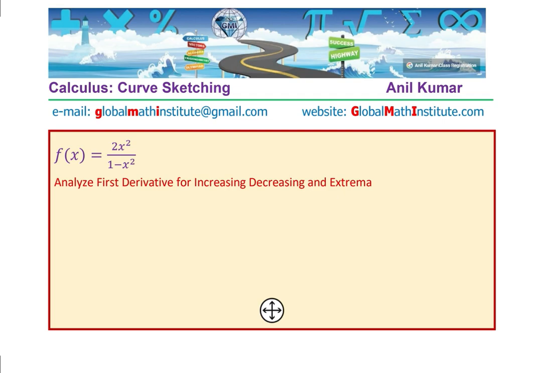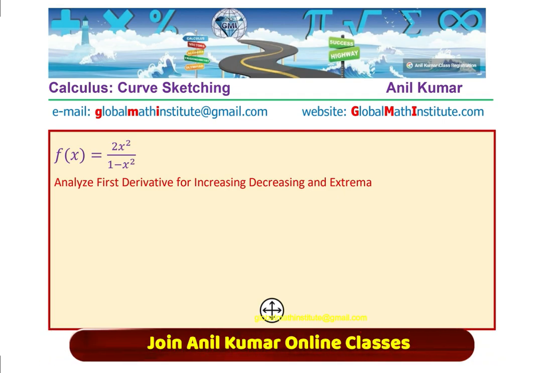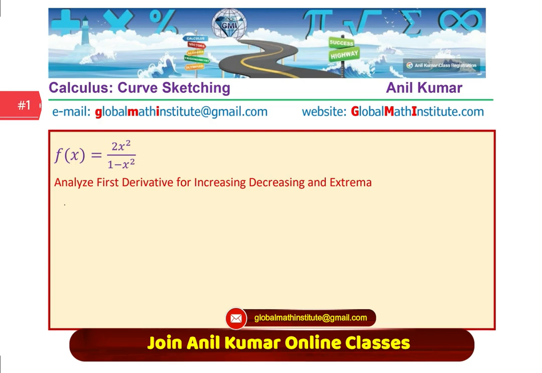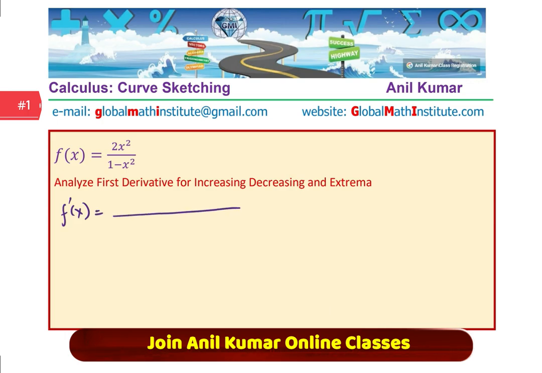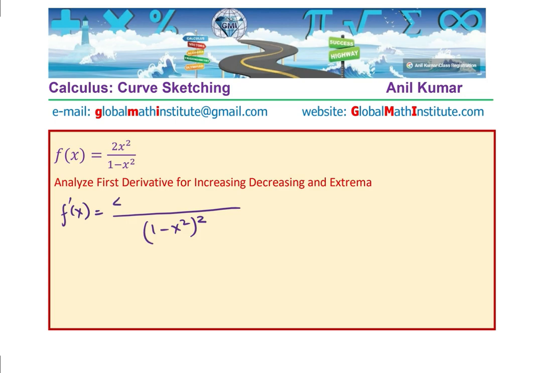Even if you sketch the graph at this stage, you actually get quite good marks, right? But you need to do analysis of first and second derivative to get full marks. That's the whole idea. So let's find the first derivative of this particular function. We'll use the quotient rule, so we have (1 minus x squared) whole square in the denominator. Numerator: derivative of 2x squared will be 4x times the denominator 1 minus x squared, minus 2x squared times the derivative of the denominator, which is minus 2x, right?